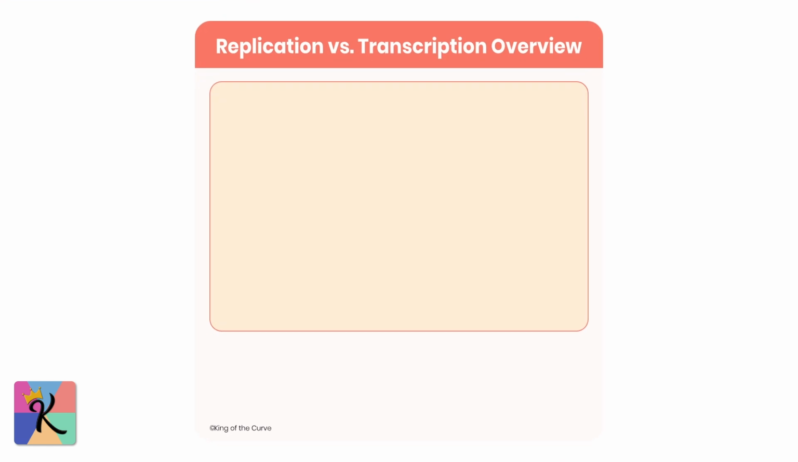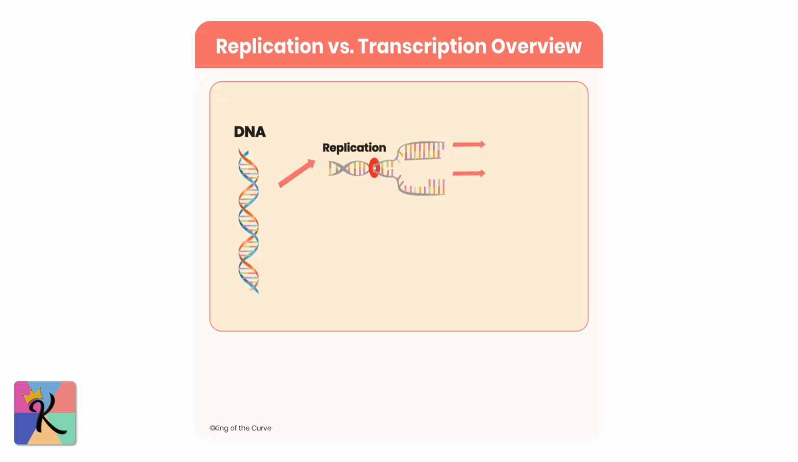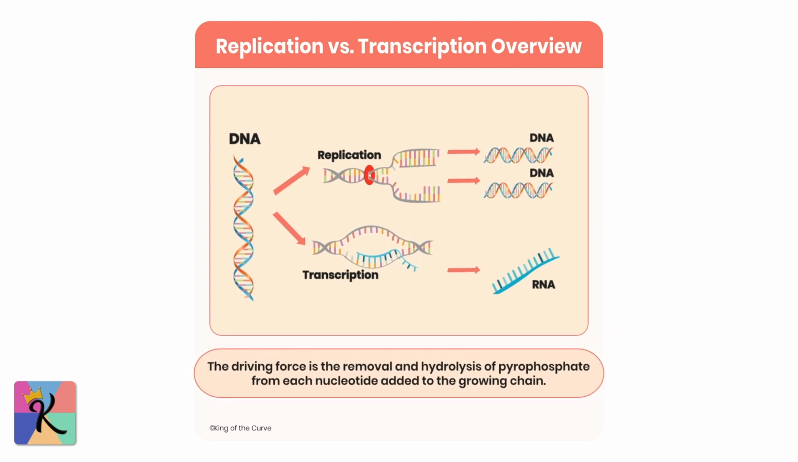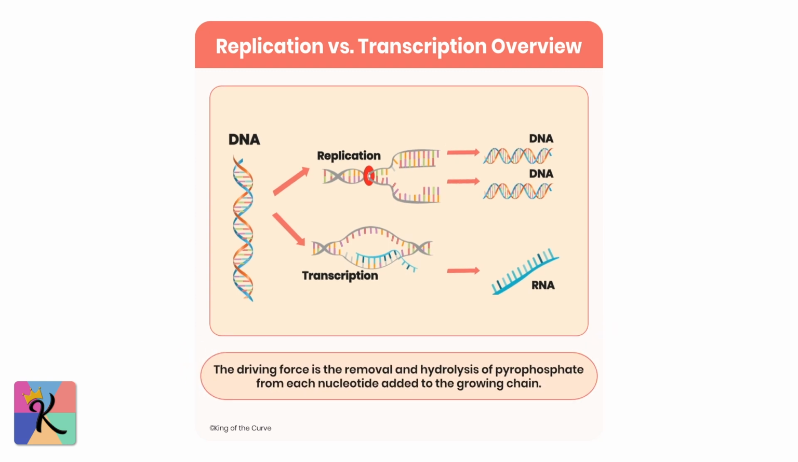In replication, DNA polymerase synthesizes a complementary strand of DNA using the parental strand as a template. Similarly, in transcription, RNA polymerase synthesizes RNA by reading the DNA template strand. In both processes, the driving force is the removal and hydrolysis of pyrophosphate from each nucleotide added to the growing chain. This makes the polymerization process thermodynamically favorable.